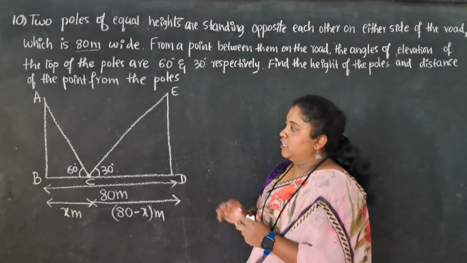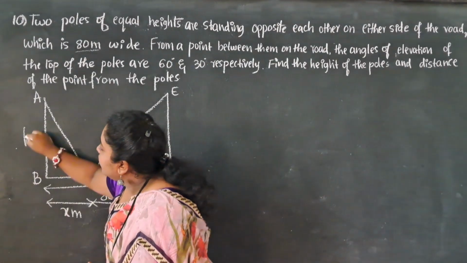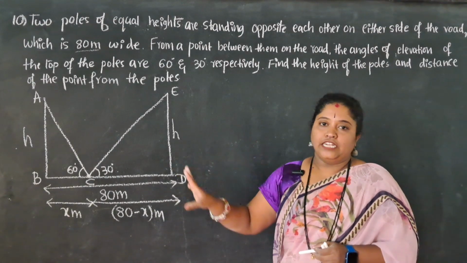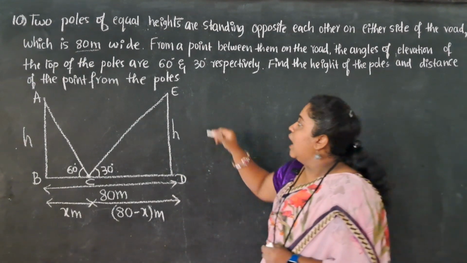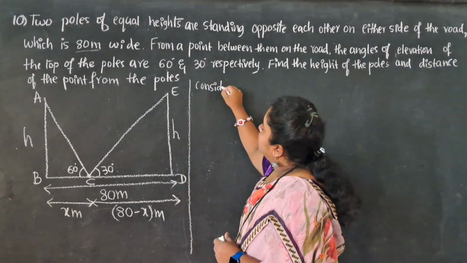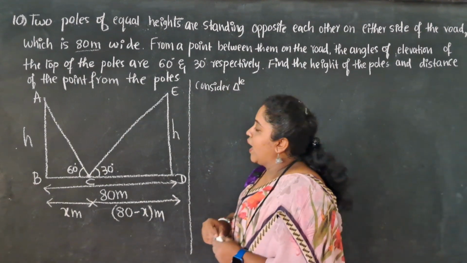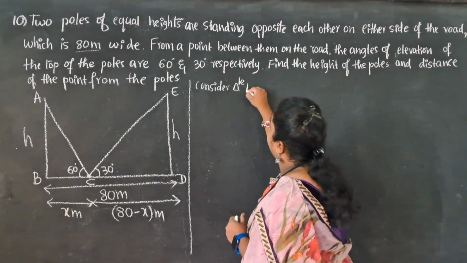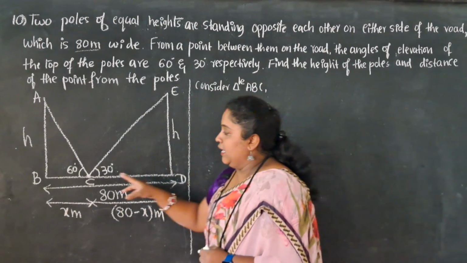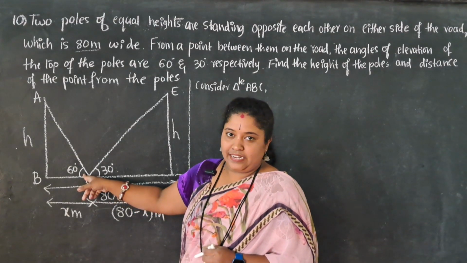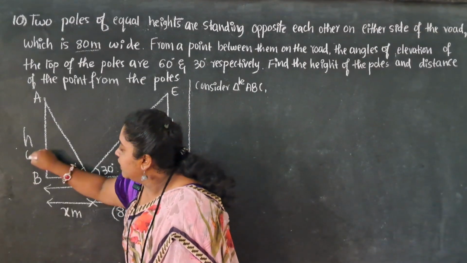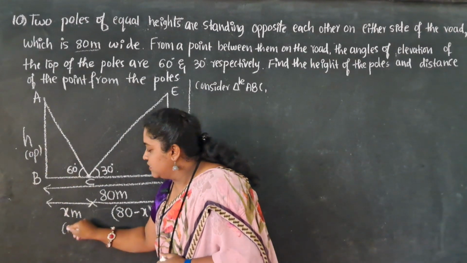Now, just look at the board. I will consider the height of each pole as h meters. Now, first let me consider the smaller triangle, triangle ABC. With respect to triangle ABC, if this is the 60 degree angle, then this will become the opposite side, and this will become the adjacent side.